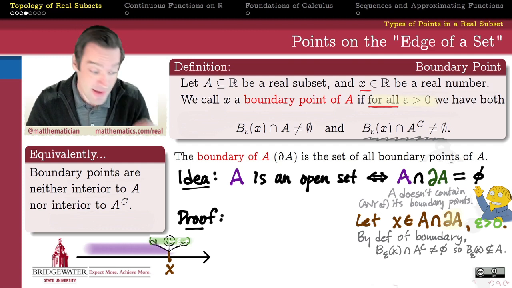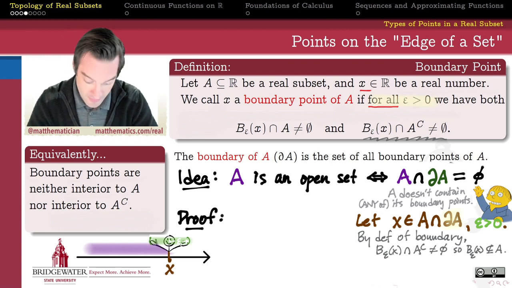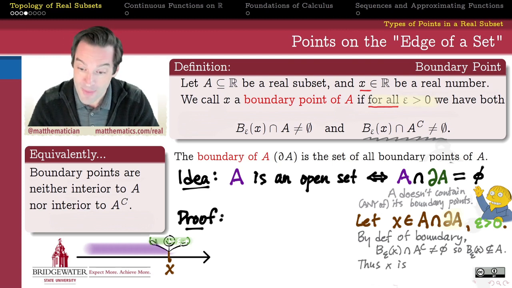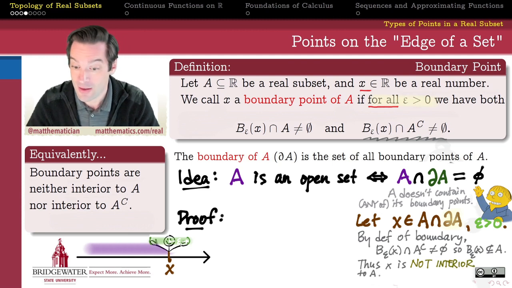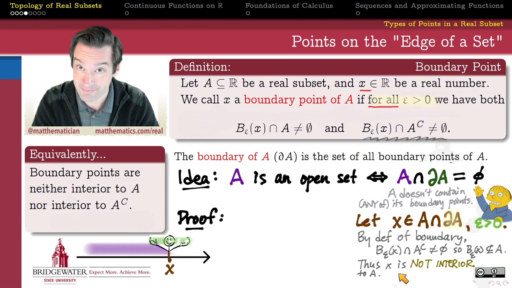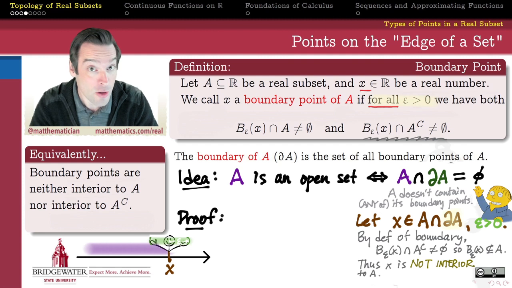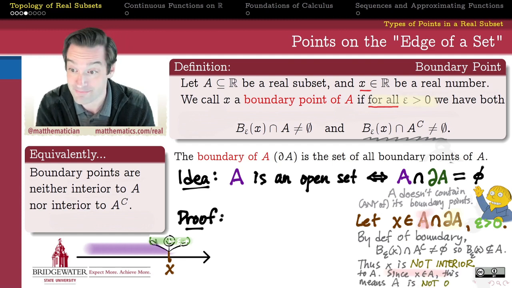If it were a subset of A, it would contain no points in the complement of A, and only points inside of A. And therefore X, by definition, is not an interior point of A. And yet we knew by assumption that X was an element of A. So here we have an element of A which is not an interior point of A. So by definition of open set, remember, an open set is a set all of whose points are interior to it. As soon as I find a single point of A which is not interior to A, we have completely lost the definition of open set.